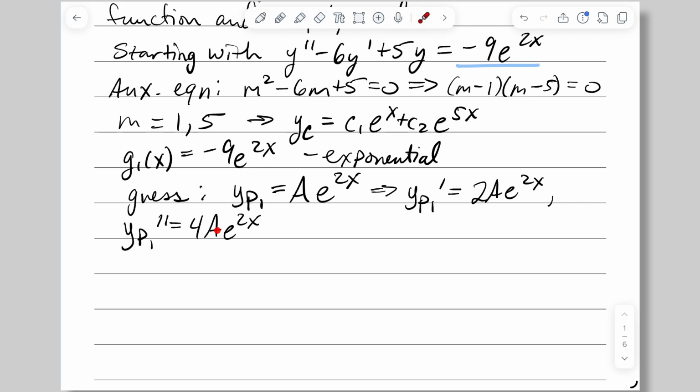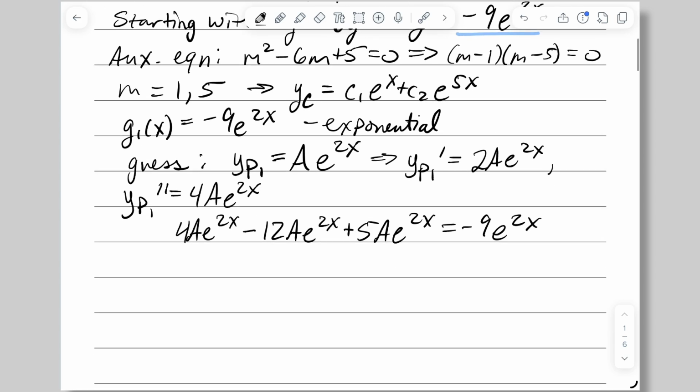And this is going to go into the differential equation, but the one with tunnel vision that only has negative 9e to the 2x on the right-hand side. So we've got 4ae to the 2x for y double prime, minus 6 times y prime is going to give us minus 12ae to the 2x, plus 5y is going to give us 5ae to the 2x, is equal to negative 9e to the 2x from the right-hand side.